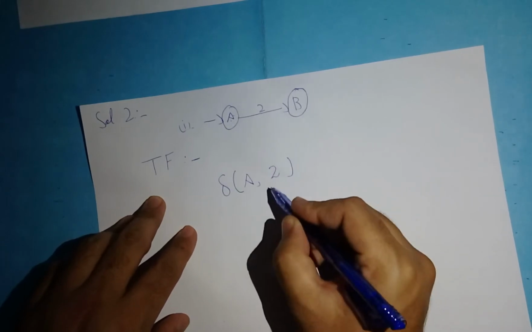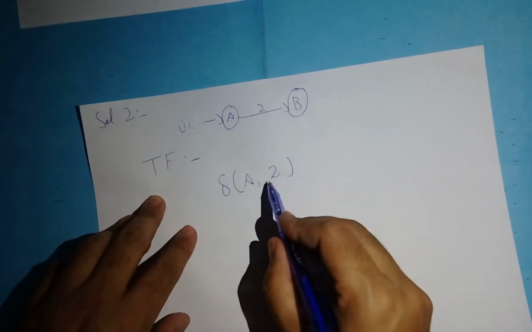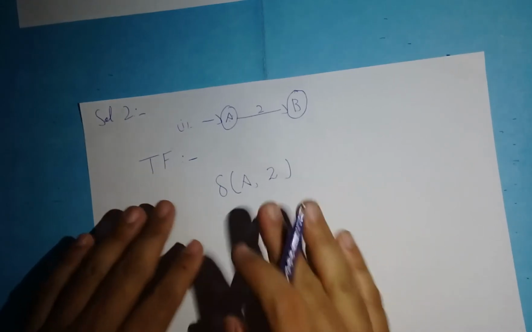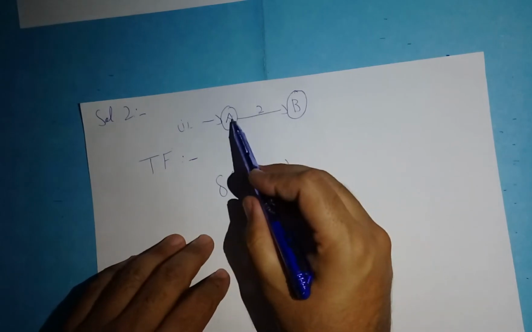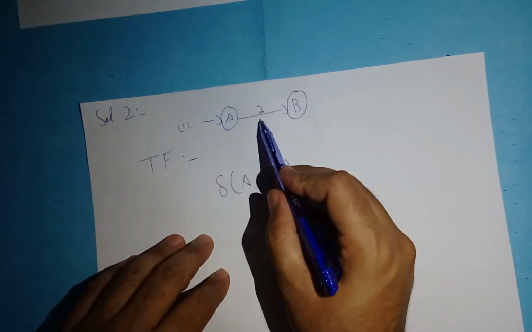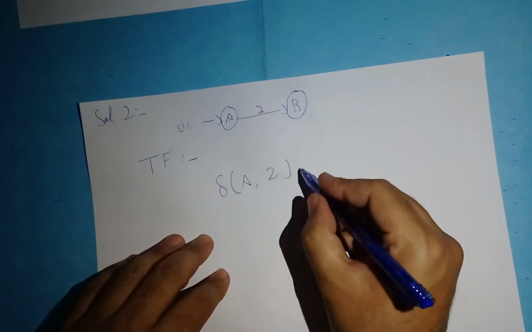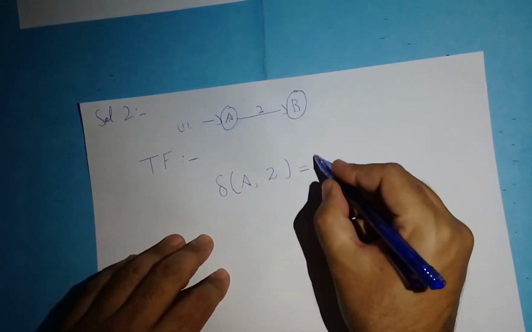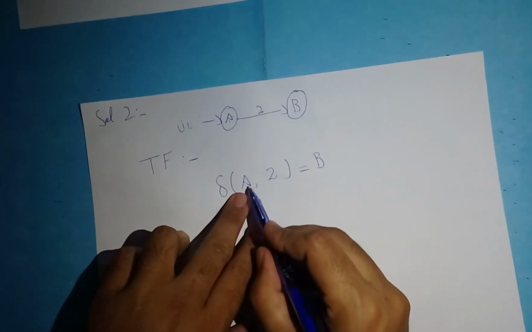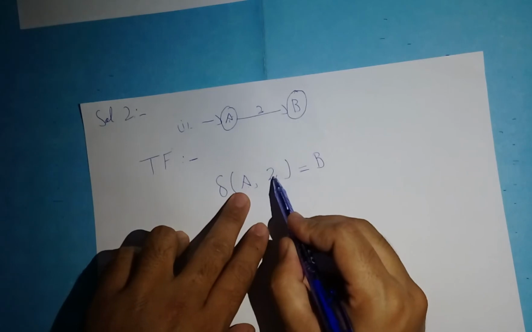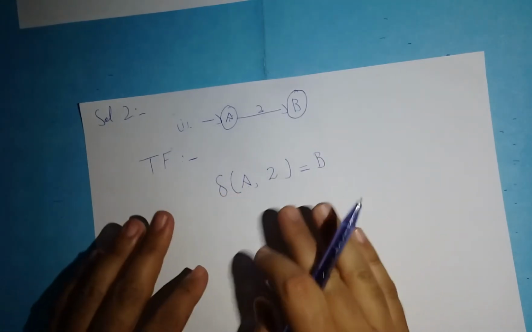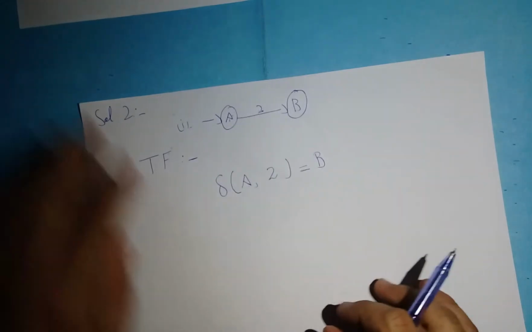Because I told you, every time in the bracket, the second variable or value is going to be the input. Now when I take input 2 from state A, I reach state B, so I'm going to write down equal to B. So this is the first state, I was on state A, I took the input 2, so I reach state B. Now I made the transition function of that automata.